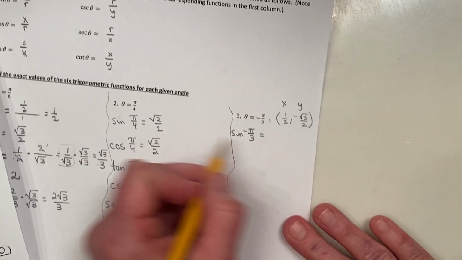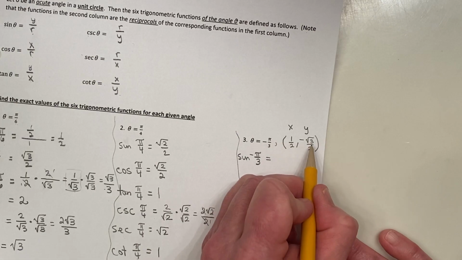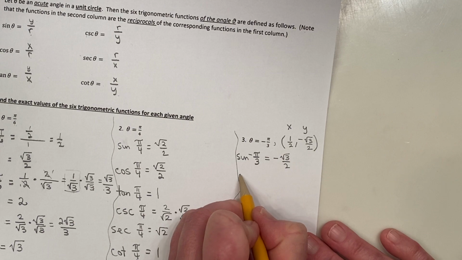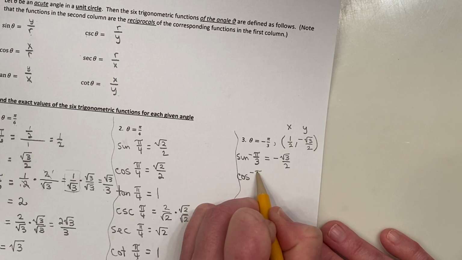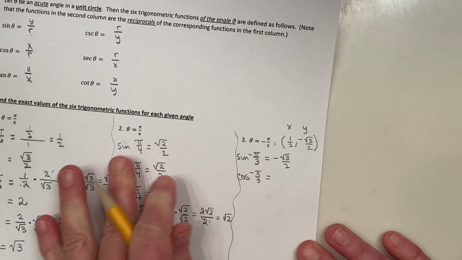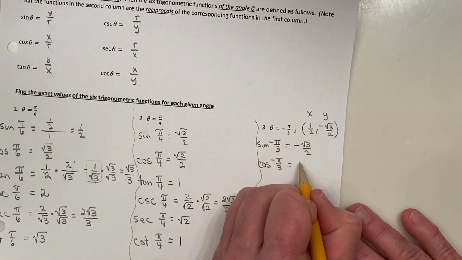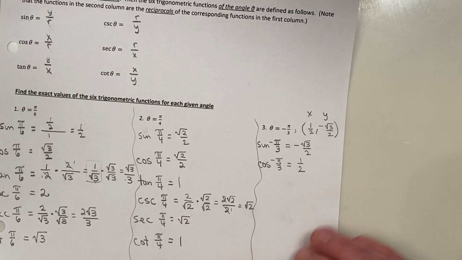What's the sine? Well, it's y over 1. So it's negative square root of 3 over 2. We're done. What's the cosine at negative pi over 3? Again, cosine is x over r. Here's the x-coordinate. Radius is 1, so we just get 1/2.